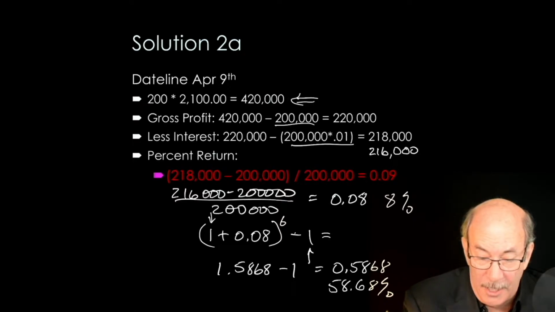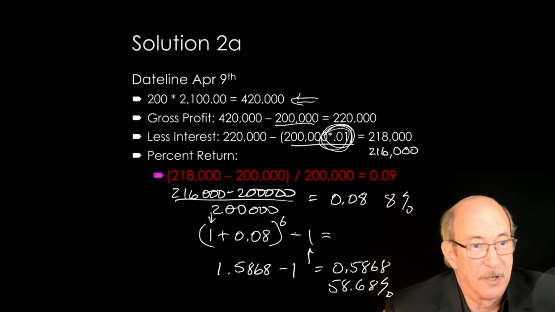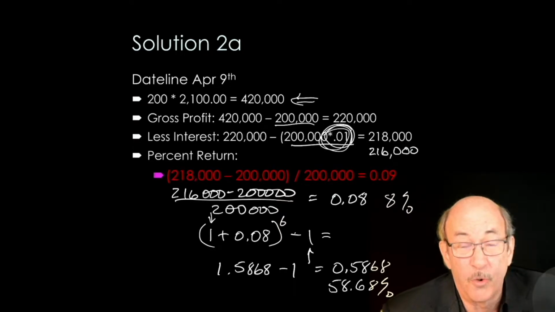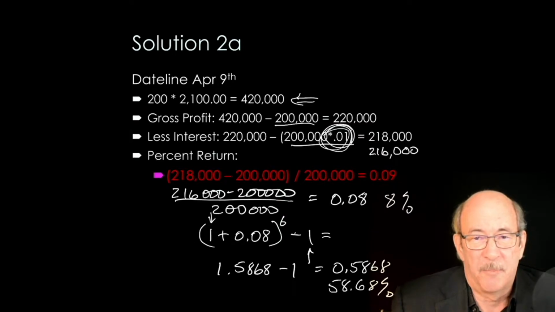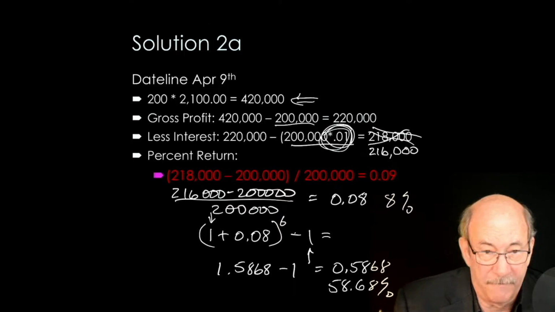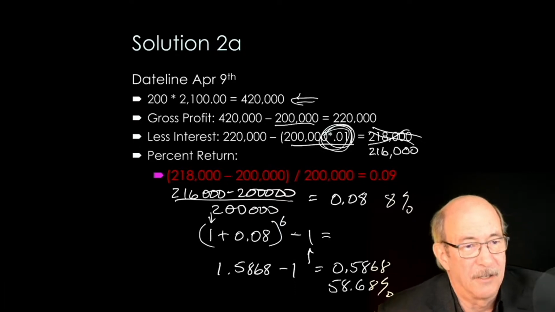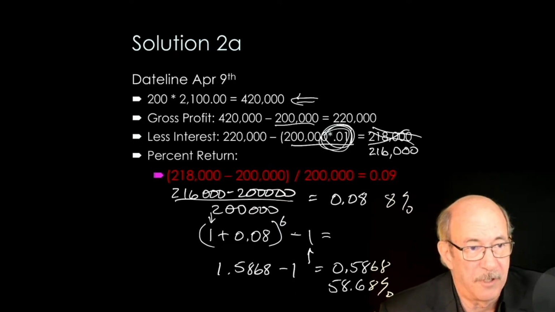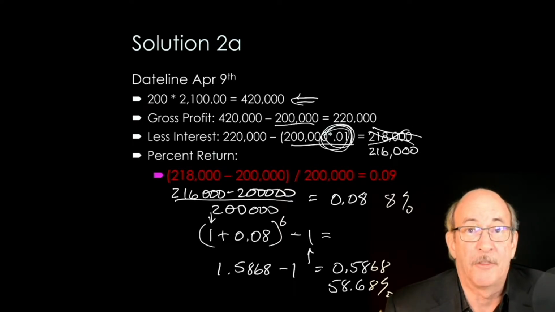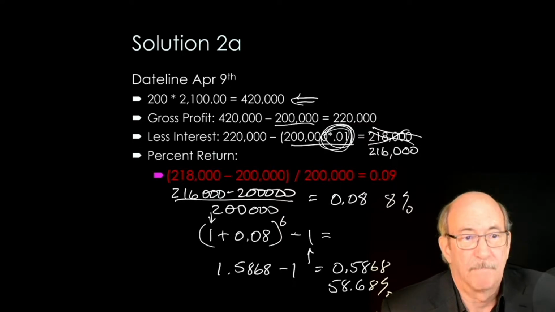Ah, right here. That should have been 2%, right? Because we had 1% or 12% per annum divided by 12 months. That's 1% monthly, but we held the position open for 2 months. So scratch that 218. I'll fix the slides and get them right when I upload these for you. Yes, the 8% is the 2-month return.